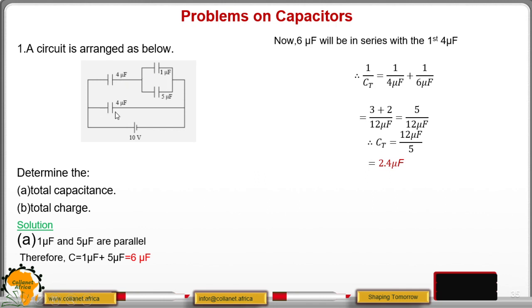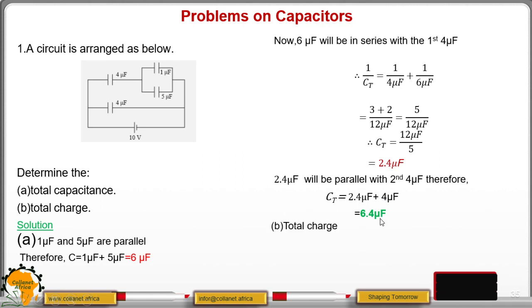But now if you look at it, it is in parallel with the 4 microfarads, which is here. So again, you add directly because they are in parallel. You get that the effective capacitance will be 6.4 microfarads.